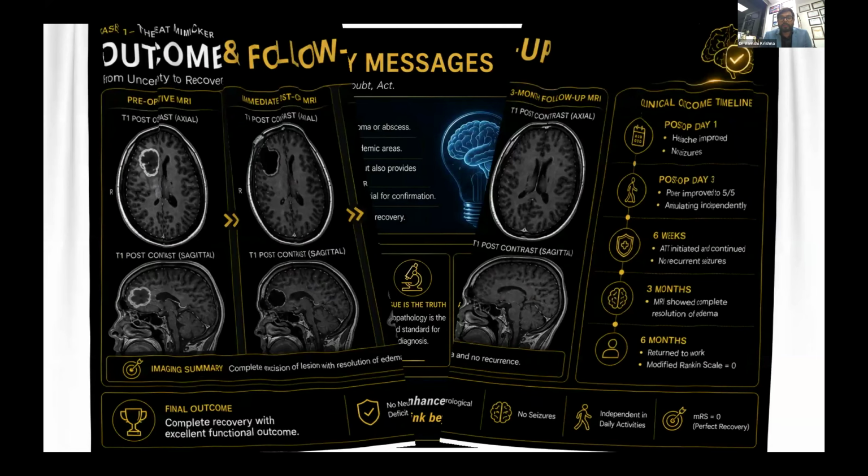What I learned in this case was intracranial tuberculoma can closely mimic high-grade glioma or abscess, and imaging was non-specific. Clinical suspicion is crucial in endemic areas. Early surgical intervention not only relieves mass effect when it is present, but also provides definitive diagnosis. HPE, AFB stain, culture, and GeneXpert are essential for confirmation. Timely diagnosis and treatment lead to excellent neurological recovery.